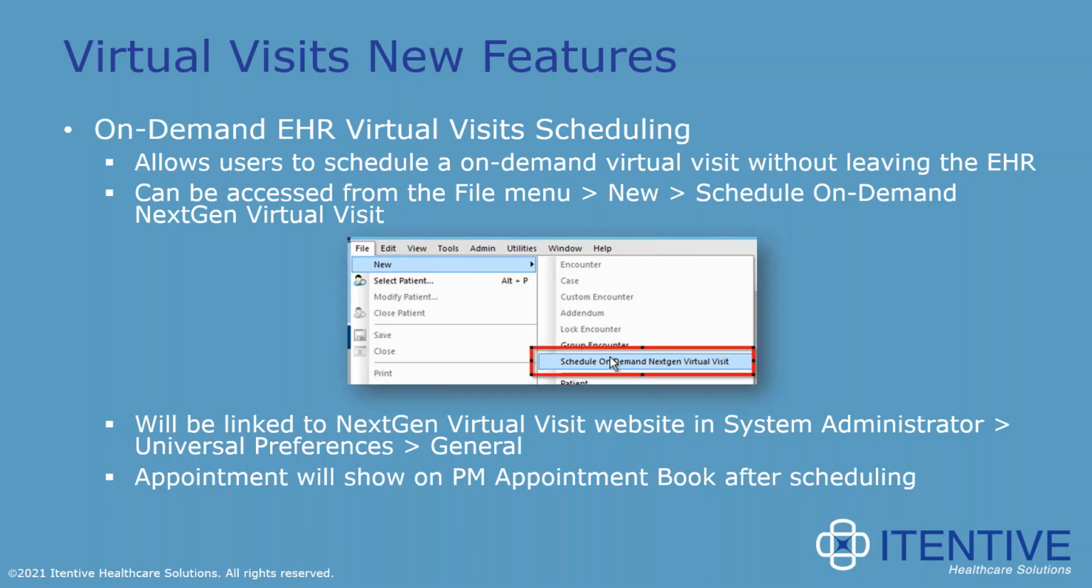But I did want to point out that there is a preference that was added in System Administrator under our Universal Preferences. This will be defaulted to the URL for the NextGen Virtual Visit website. But again, this is done for you, so you aren't required to make any changes in there to use this feature.